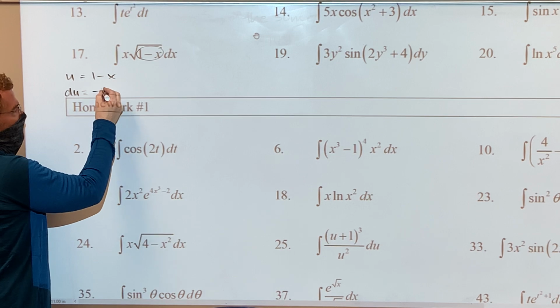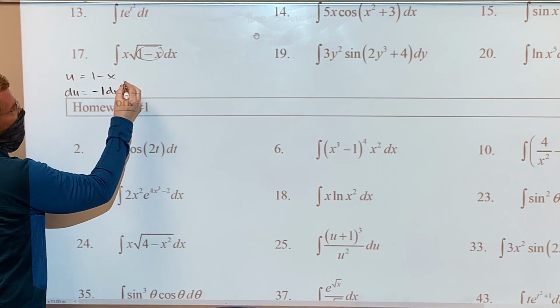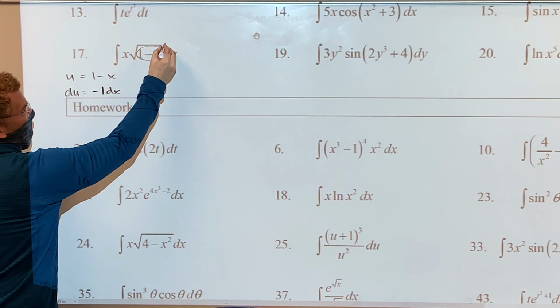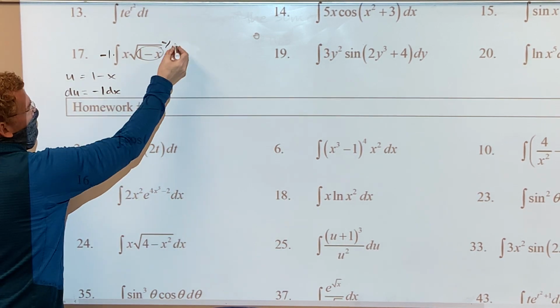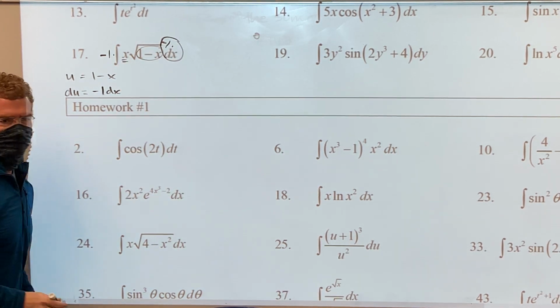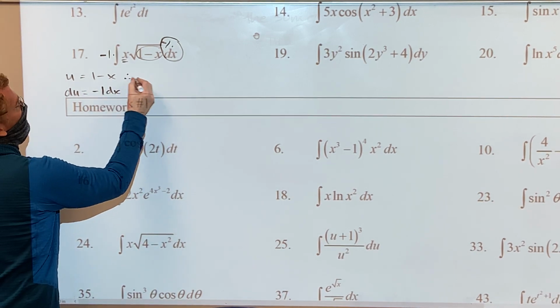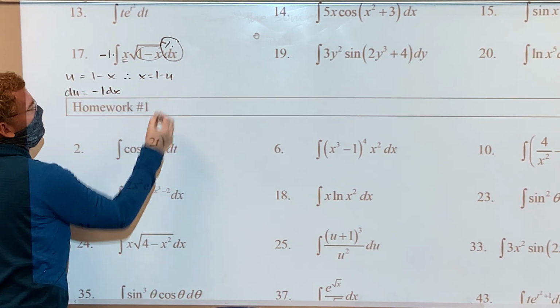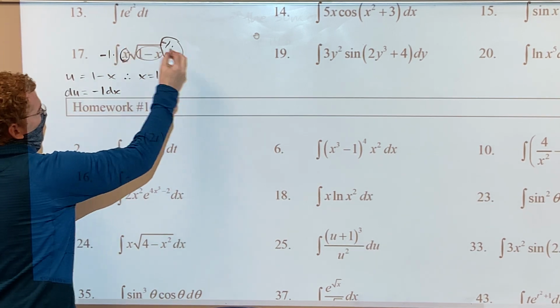-1 dx. So there's the u. The -1, I can make that work. -1, 1 over -1. But look, the problem is, even after circling everything, I still have an x left in there. So that's when I solve. X would therefore be 1 minus u. And I'm going to replace that with a 1 minus u. And then look what I end up with.